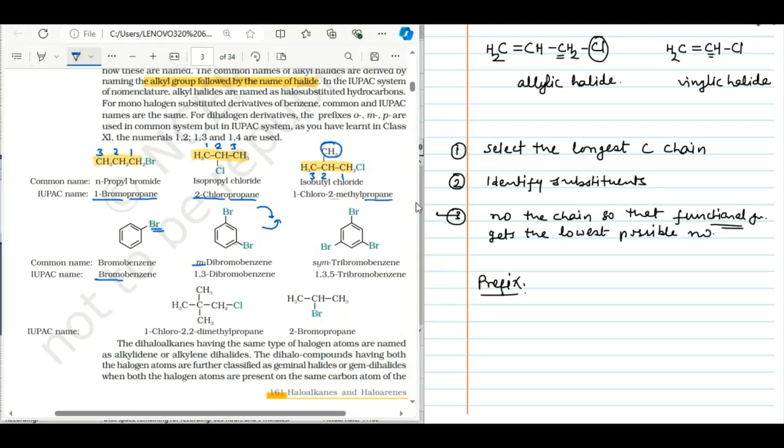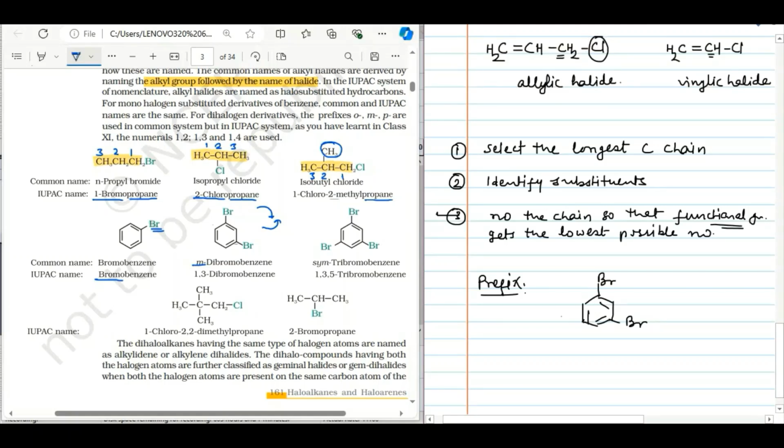If you number this ring in the anti-clockwise direction, then this bromine will get the first number, then second, third, fourth and fifth number. So let's draw it. This is benzene. Here this is one bromine and this is another bromine.